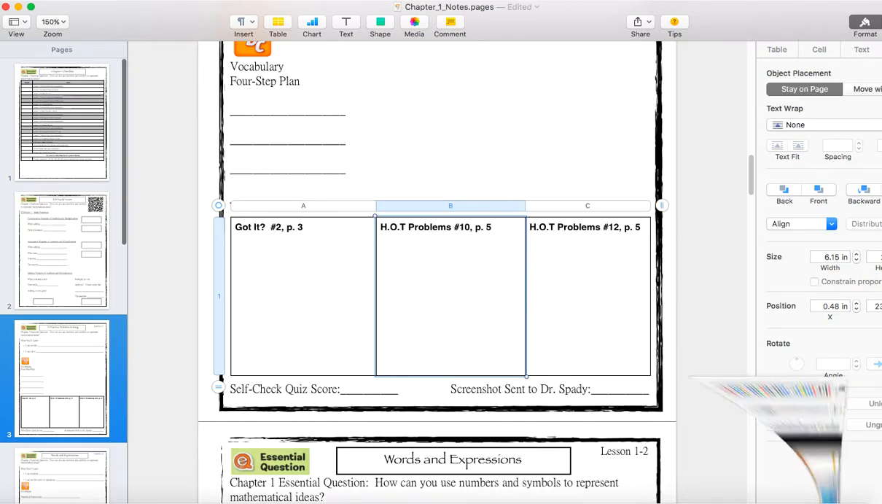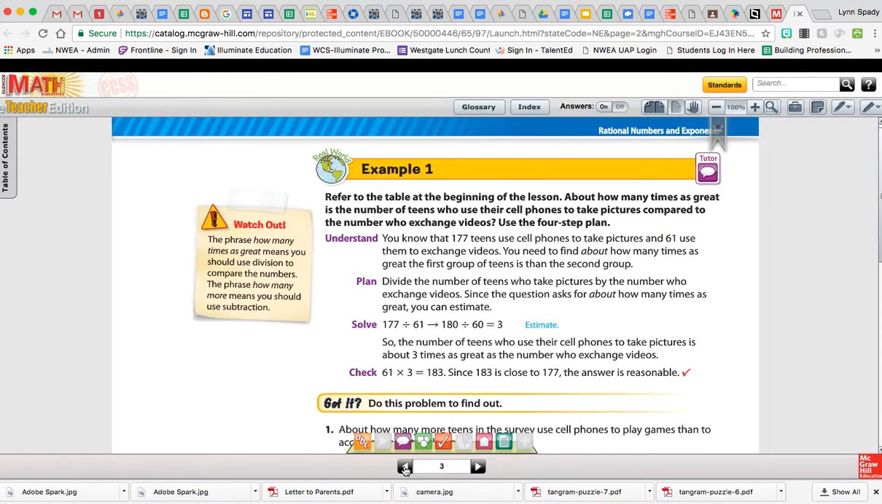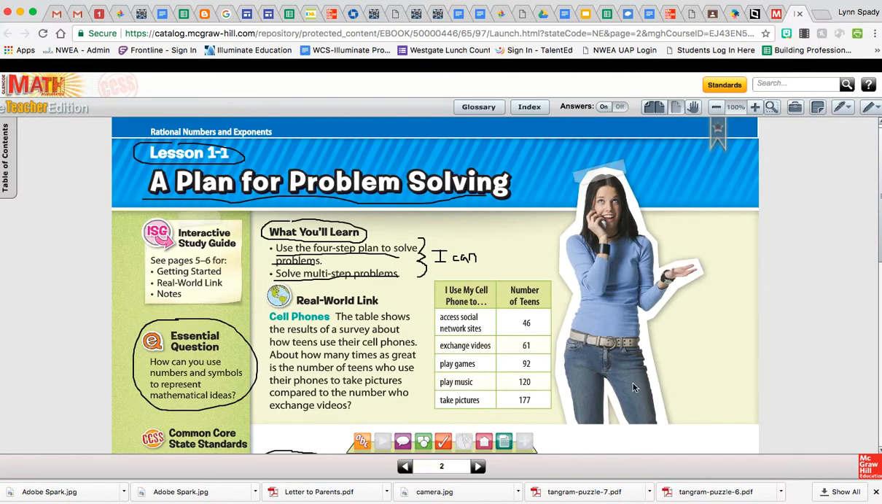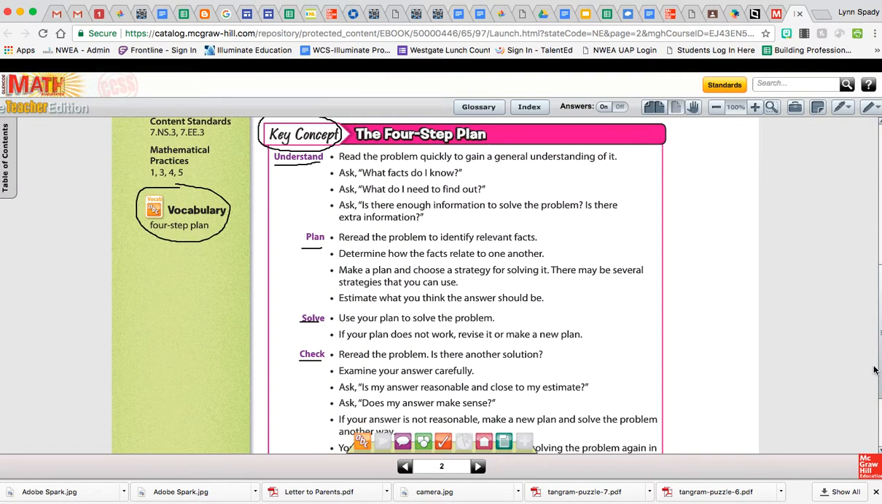The final one that I'm going to look at is problem number 12, which is expanding on that essential question of how we can use the 4-step plan to solve a problem that you might encounter in everyday life. And so the example that I'm going to use is coming home to my house and noticing that there's a puddle of water on the floor around the toilet in my bathroom, and it appears as if the toilet is overflowing. So something that I can do really quickly is understand the problem.